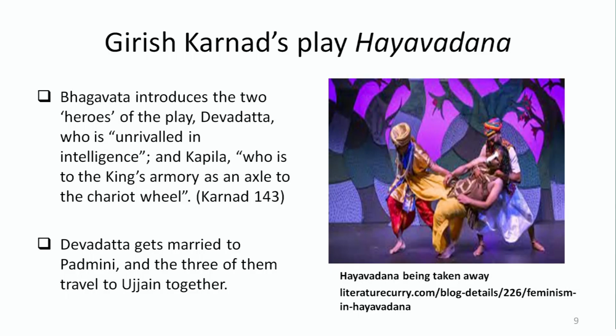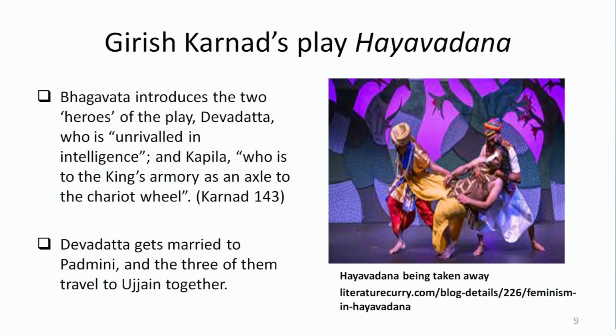Here we see Bhagavat introducing the two heroes of the play, Devdutt, who is unrivaled in intelligence, he is known for his intelligence, and Kapila, who is to the king's armory as an axle to the chariot's wheel, who is known for his physical strength. So, Devdutt is known for his intelligence, whereas his friend Kapila is known for his strength.